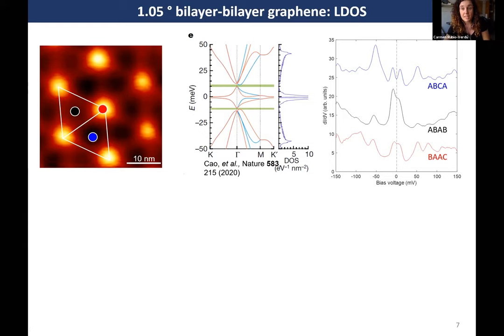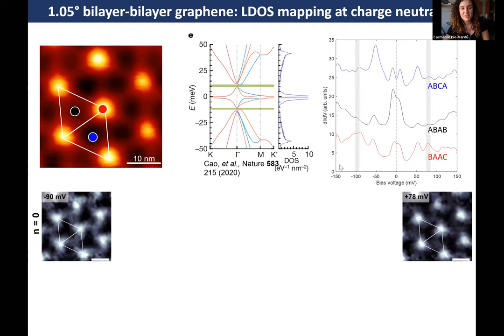And this is something that we can access with the STM. We can take conductance maps, right? So let's do it. Now I will show you conductance maps at the energies that I indicate with the gray line for the charge neutrality point, okay? So at high energies, you can see that we basically observe the moiré lattice, the bright AA sites. I indicated the unit cell just to guide the eye.